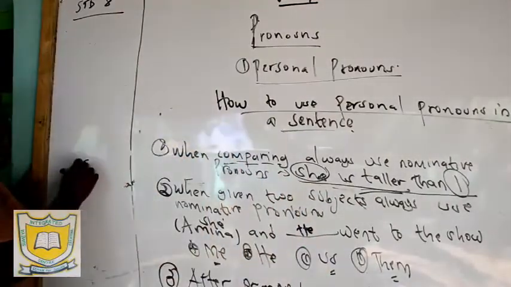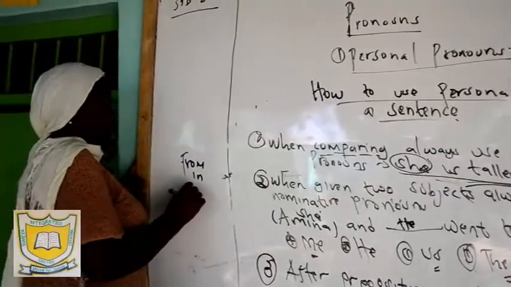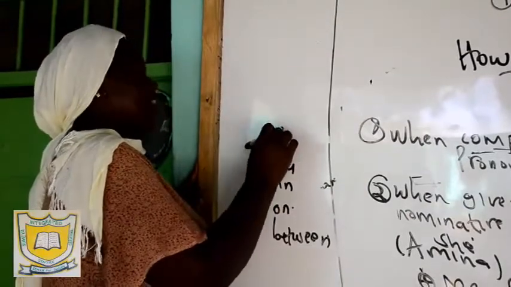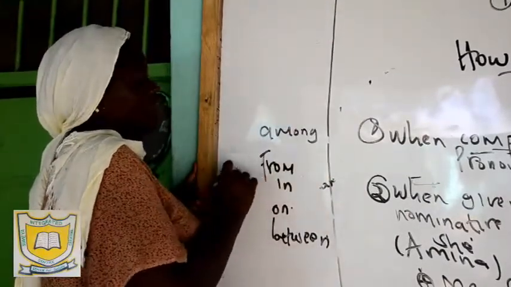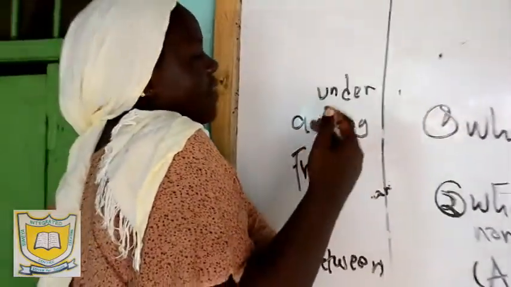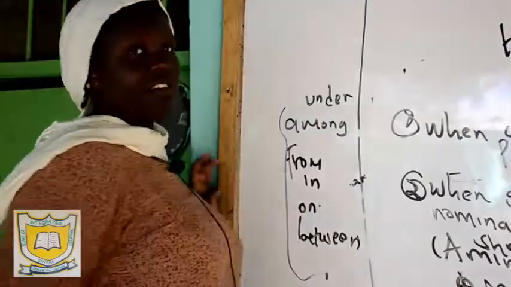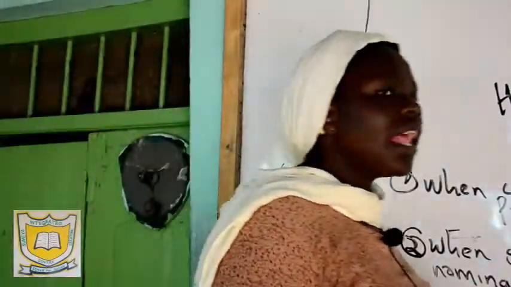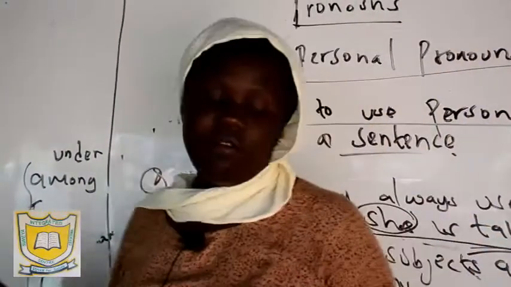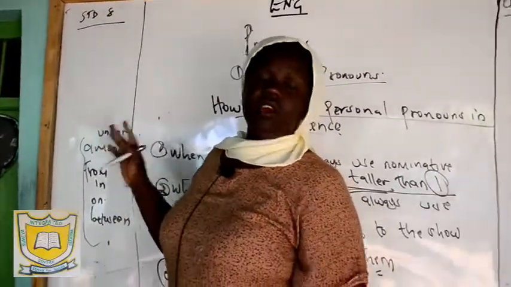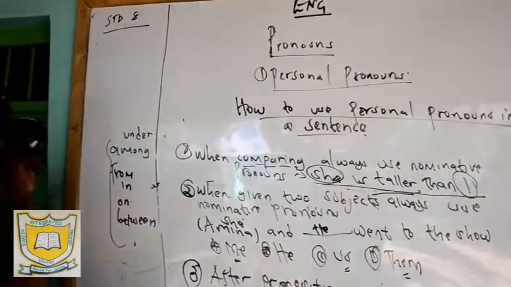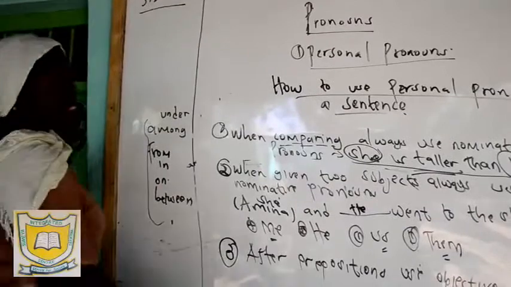For example, from. You can have in, on, between, among, under. So these are prepositions. Now you realize prepositions are also divided into groups, but we are not getting into that. So after a preposition, always use an objective pronoun. That is rule number 3. After a preposition, use an objective pronoun.